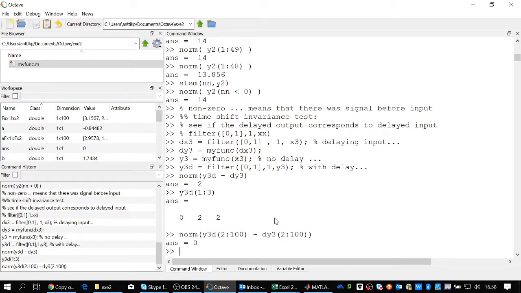Okay, and now we have the difference as 0, which means that this system is time shift invariant.